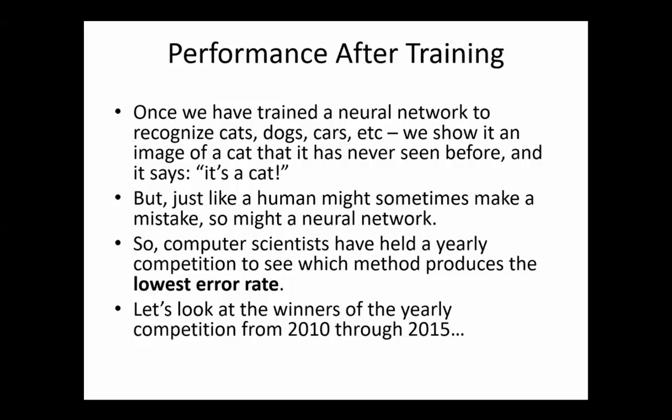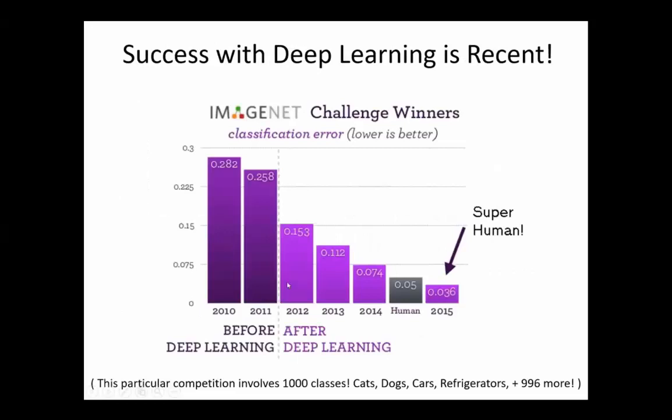So what's been going on in the computer science world is they would have a yearly competition to put 1,000 images in front of this computer and see if it could get them right or not. And I'll show you a chart here for the winners of that competition from 2010 through 2015. The bar charts are showing the amount of errors made. So the first one for 2010, 0.28, means that 28% of the time it made a mistake. It thought a cat was a dog or whatever. And then in 2011, it's 25%.